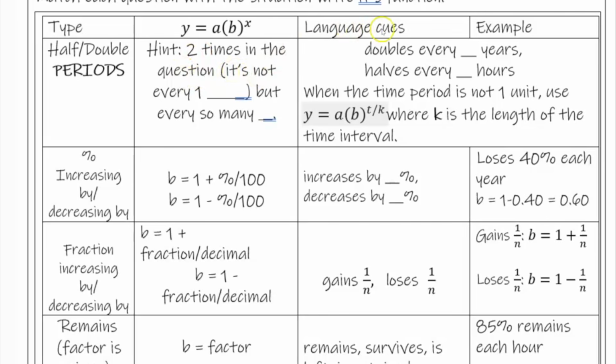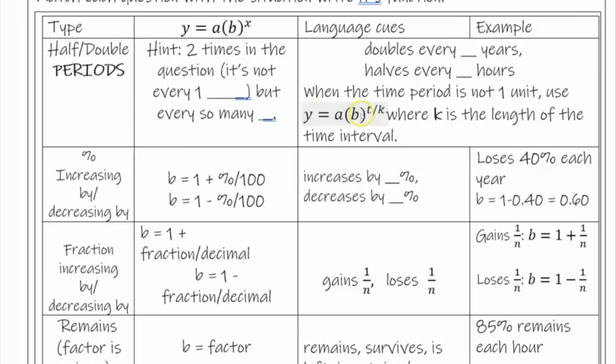And then the language that you're going to look for is it says it doubles every, and this number is more than 1. Okay, so halves every more than 1. Or if it says it has a half-life of 10, that means it's half in every 10, whatever the thing is. All right, and when you see that, the time period is not 1.